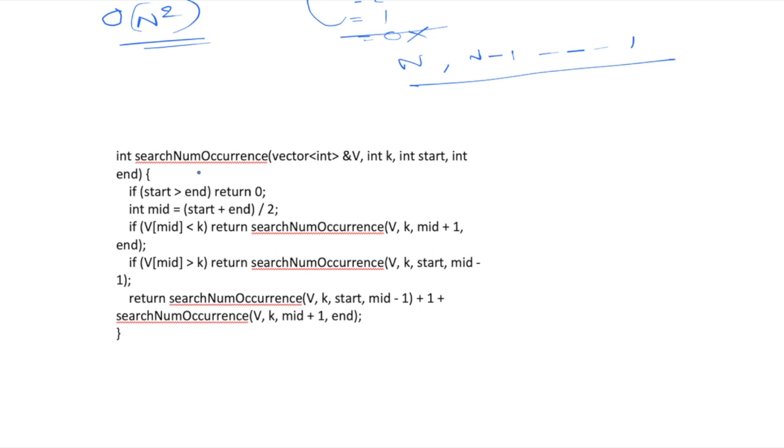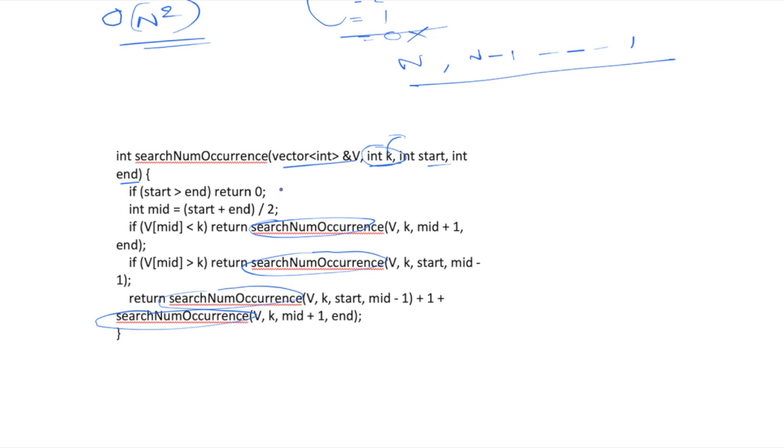Now let's take another example. This is a recursive code. Here this is the function name, and we can see that the same function is calling itself recursively here, here, and here. So let's try to understand what this code is trying to do. It's getting a vector, and then a number k, and then start and n. Here k is the number whose occurrences we want to find.